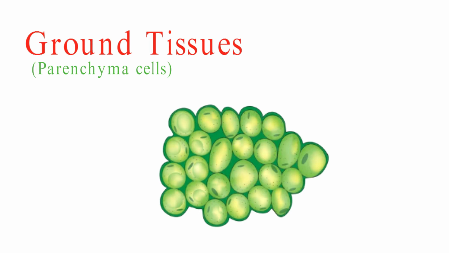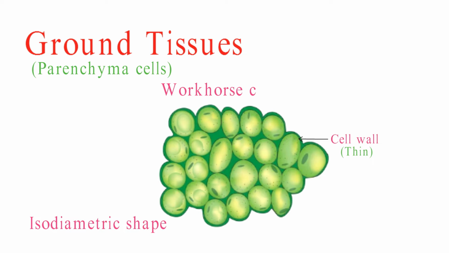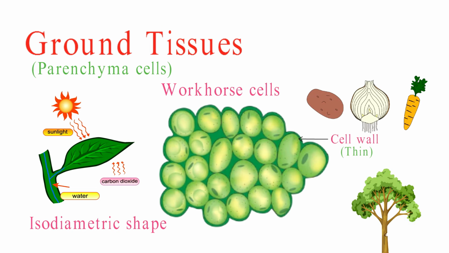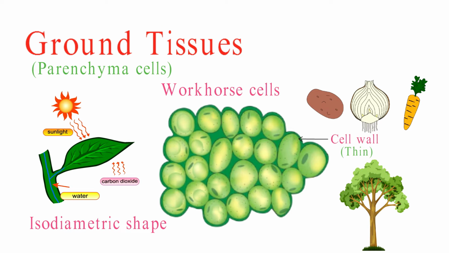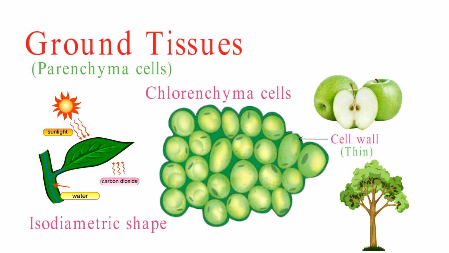First up, let's talk about parenchyma cells. These cells have unique characteristics, like their isodiametric shape and thin primary cell walls. Parenchyma cells are often referred to as the workhorse cells of a plant because they perform various functions, including photosynthesis, storage, and wound healing. Some parenchyma cells, often referred to as chlorenchyma, are responsible for the green color in certain plant tissues, such as the flesh of green apples.